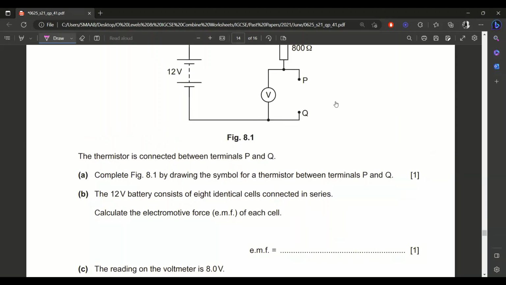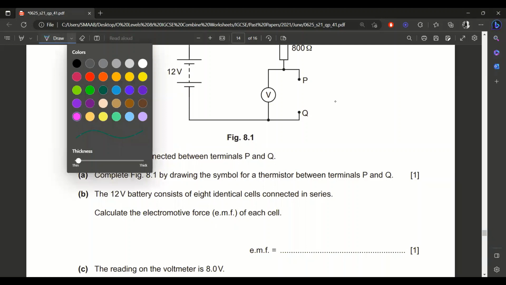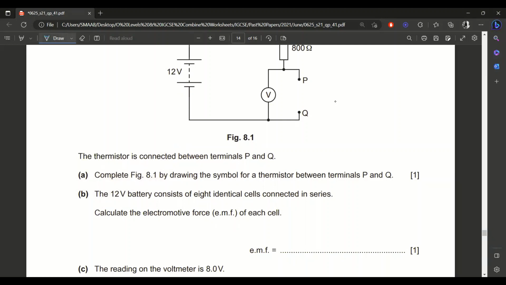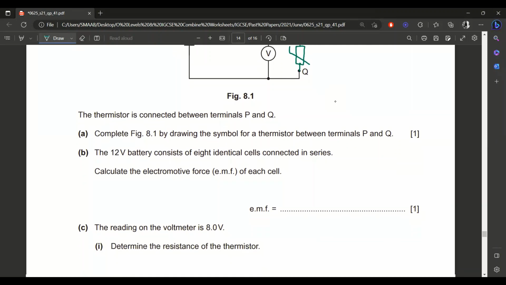So what is the symbol for thermistor? Sir, is it a variable resistor? Yes, it is a variable resistor. So we just need to draw a symbol just like the variable resistor. It will be like this. Because thermistor will also act like a variable resistor, rheostat will also work like a variable resistor, and LDR has its own symbol, so the symbol for this will remain the same.